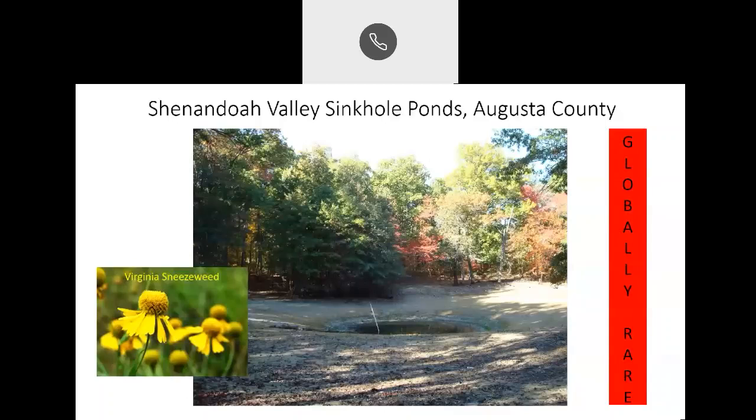There are some 36 on perhaps 400 acres, and the suite of rare elements there is something like 24 rare plants and nearly a dozen rare animals. The plants include Virginia sneezeweed, which is a nearly endemic plant to the sinkhole pond wetlands.